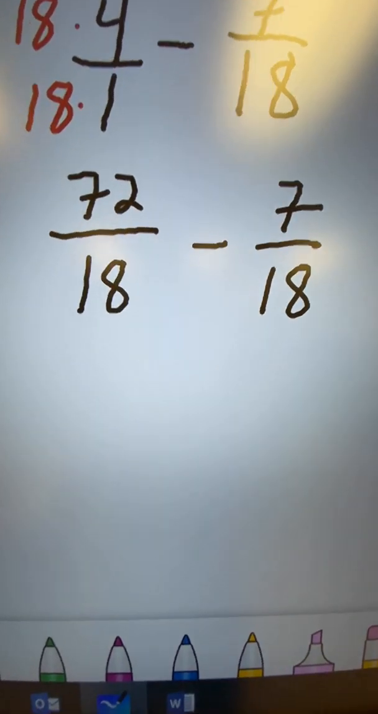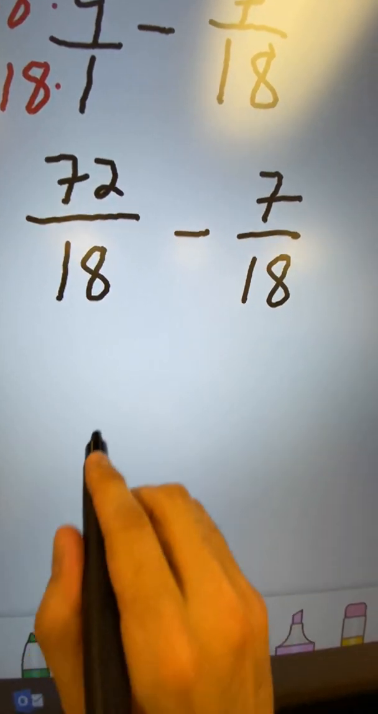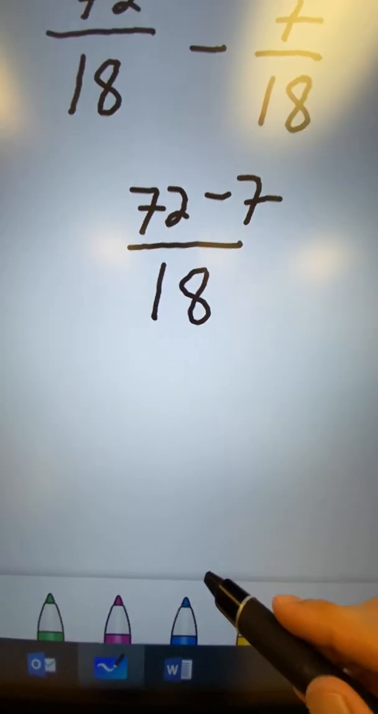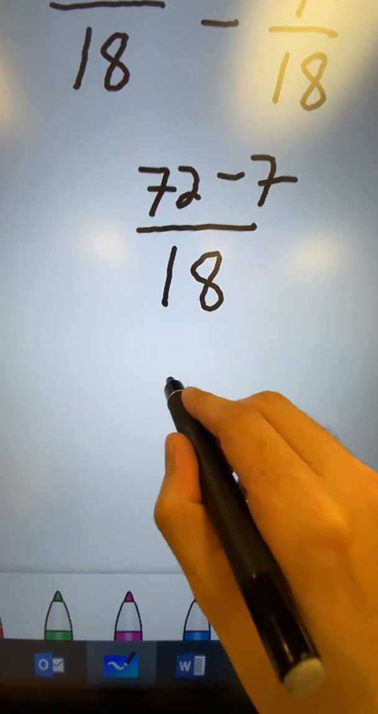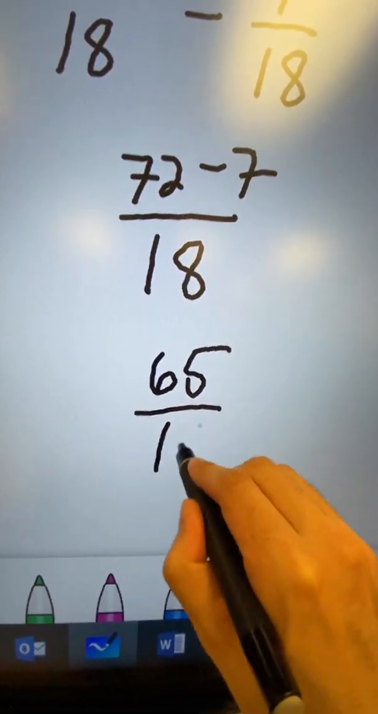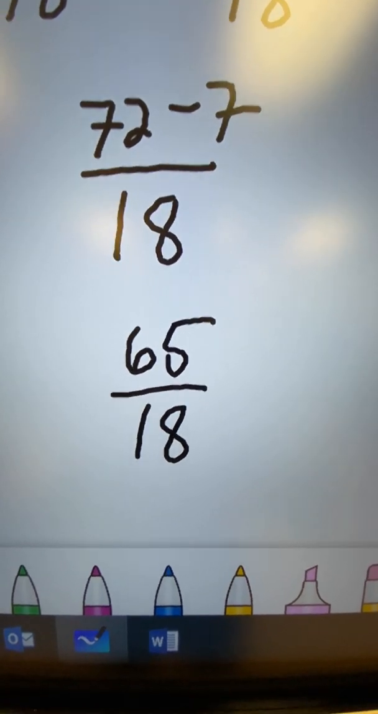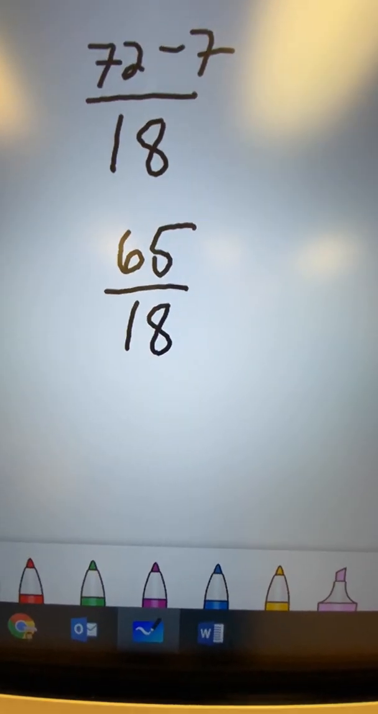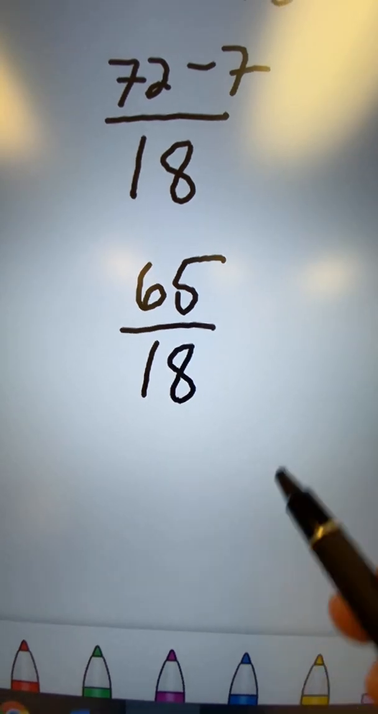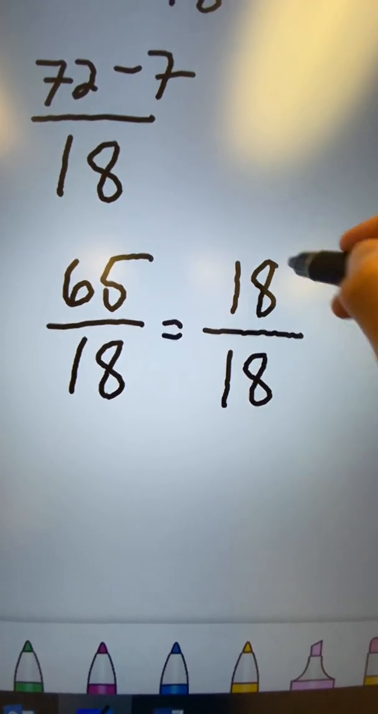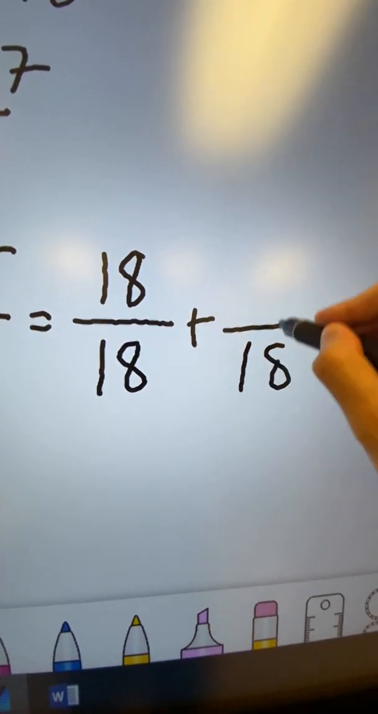And now all I got to do is subtract these two since they have the same denominator. I can put the numerators over the same denominator. And then when I subtract this out, I get 65/18. And this is my improper fraction, but if they tell you to write it as a mixed number, then you would have to write it as a mixed number. And to write this as a mixed number, all I have to do is figure out how many 18s go into 65. And what I do is this process.